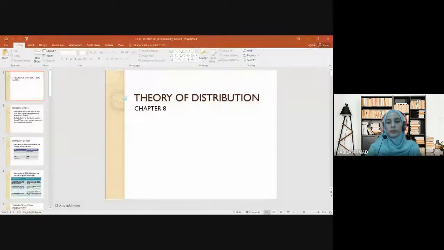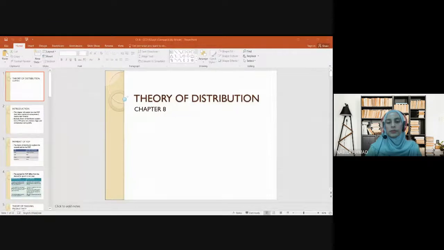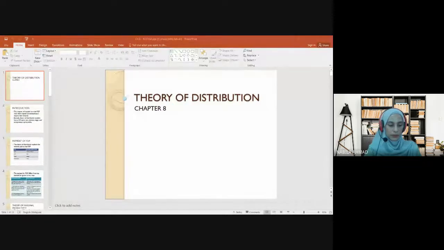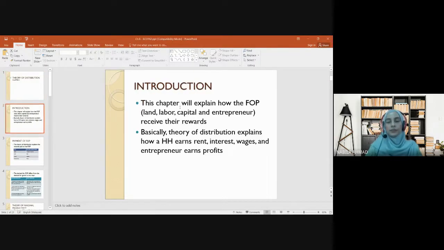Okey, so kita lihat pula chapter 8. Okay, chapter 8, theory of distribution. Okay, so di sini kita nak belajar how factors of production, land, labor, capital, entrepreneur receive the rewards.